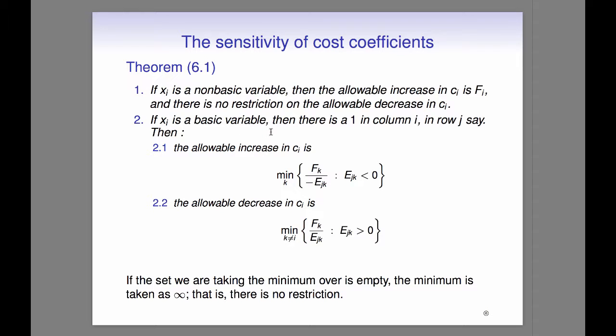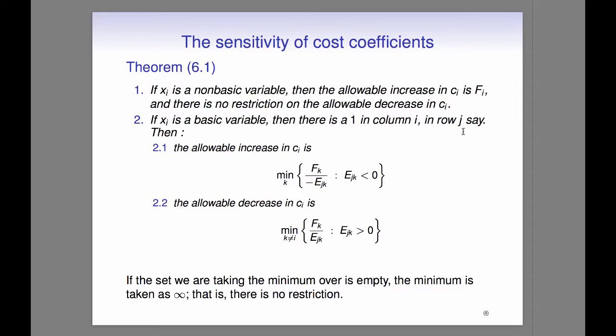When x_i is a basic variable, in that case, because x_i is basic, there'll definitely be a 1 somewhere in the i column. So let's call that particular row the jth row. In that case, there are these two expressions for the allowable increase and decrease, and they're both minimums of certain sets of fractions. And they are in fact ratios f_k over minus e_jk.